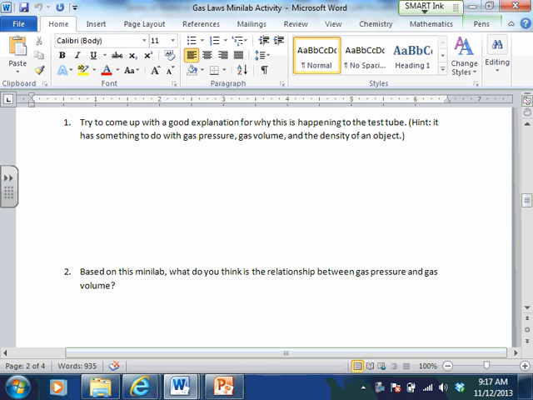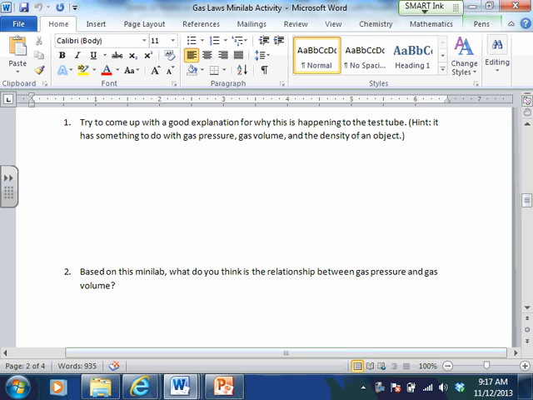So the reason this is happening, again, is because we're forcing water into the test tube, okay? As we squeeze the bottle and force water into the test tube, it causes the test tube to sink because now the test tube is denser than it was before. Okay, something along those lines.